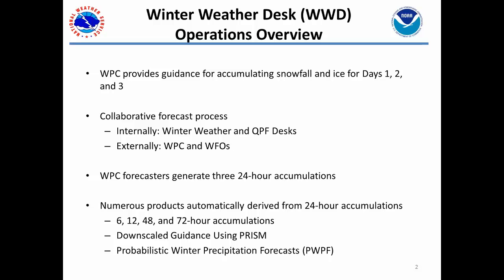Now, our forecasters are responsible for creating 3 24-hour accumulations for snow and ice, and from these accumulation grids, numerous products are automatically derived. This includes 6, 12, 48, and 72-hour accumulations, downscaled guidance, which is generated using PRISM, as well as our full suite of probabilistic precipitation forecasts.